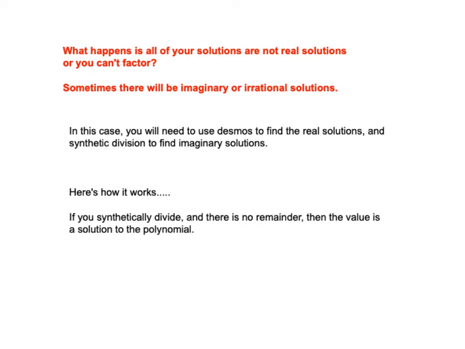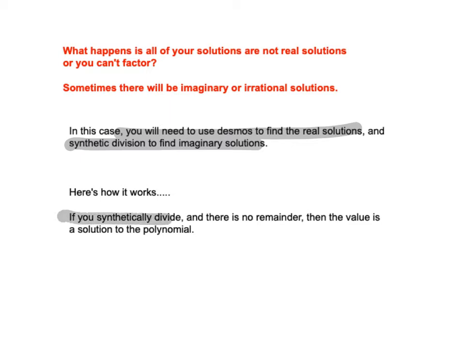And in that case, we will need to use Desmos, because remember, wherever the graph crosses the x-axis, that is where a solution to your polynomial is, okay? So in this case, you're going to use Desmos to find the real solutions, those places where it crosses or touches the x-axis, and then we are going to synthetically divide in order to find the rest of the solutions, okay? So here's how it works.